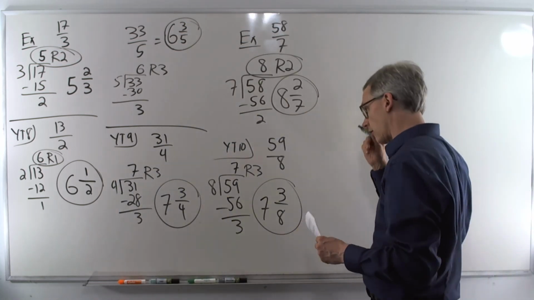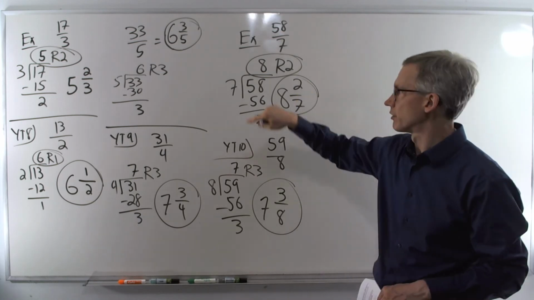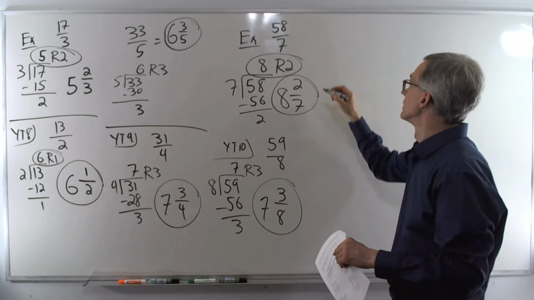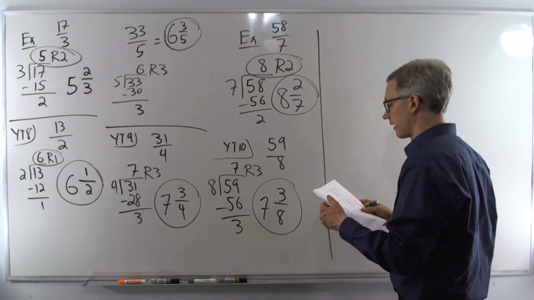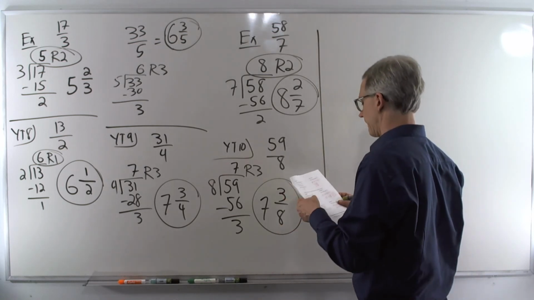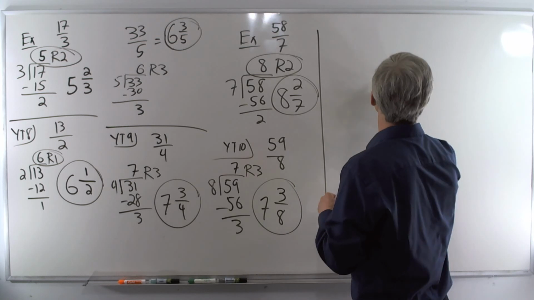Now up till now, all the fractions we've gotten have already been simplified, but that won't always be the case. Sometimes we're going to need to simplify afterwards. 141 18ths.